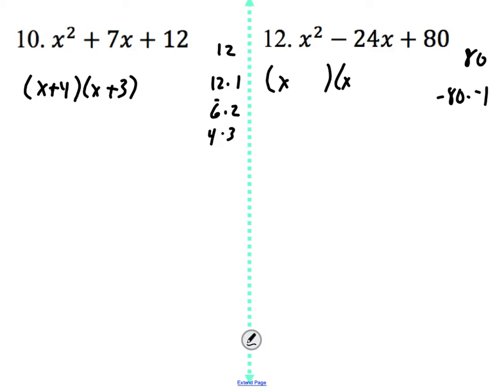So I can start to list them out here. And now I see it, so I can stop. I've got minus 20 and a minus 4.